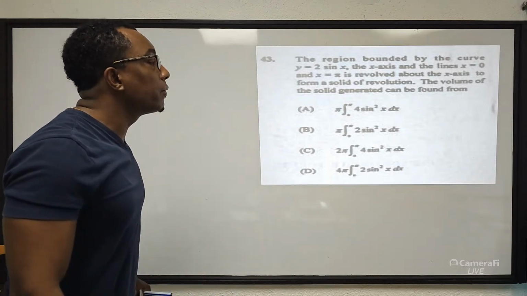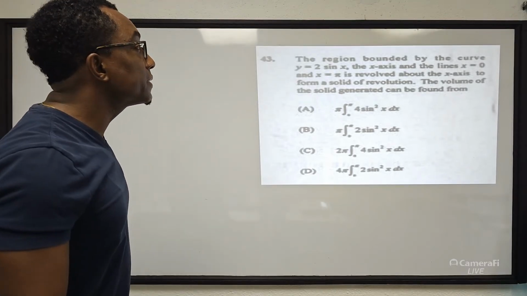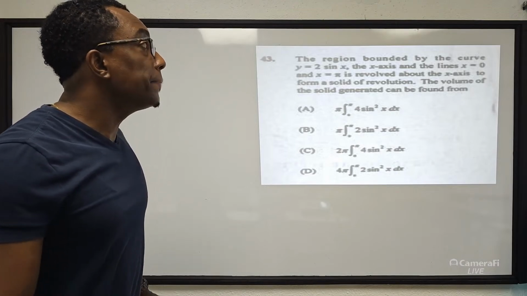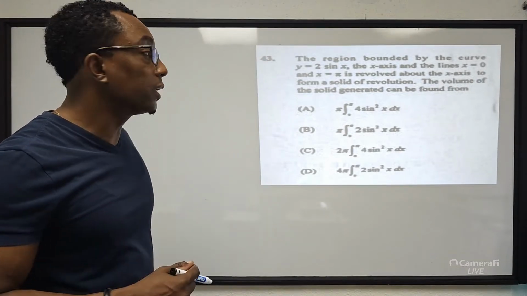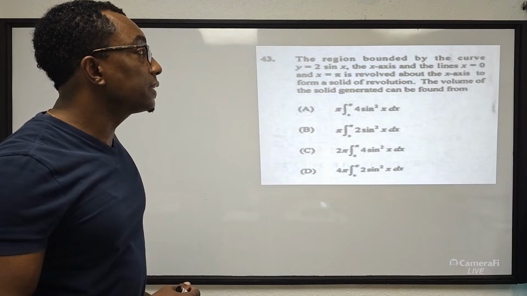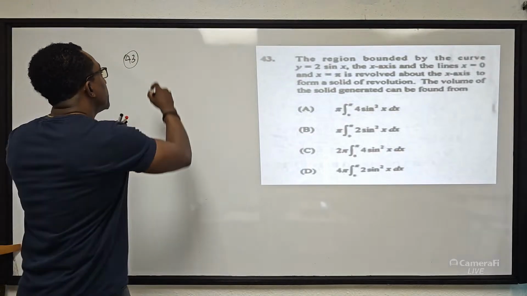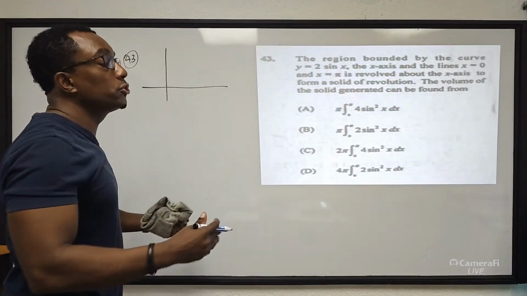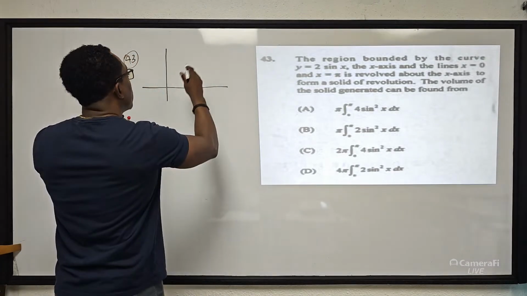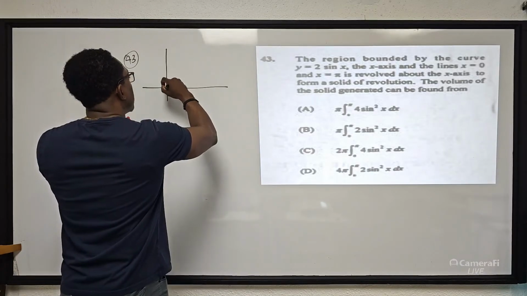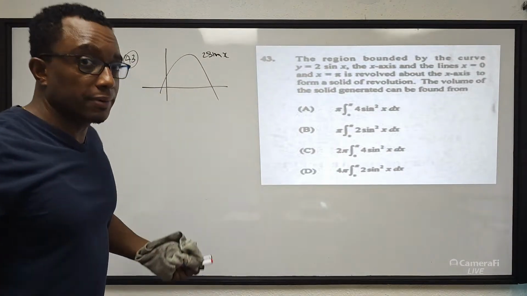Right, so the region bounded by the curve y equal to 2 sine x, the x-axis, and the lines x equal to 0 and x equal to pi is revolved about the x-axis to form a solid of revolution. The volume of the solid generated can be found from... So what we're dealing with is volume of revolution here. Let's assume this is our function, 2 sine x.